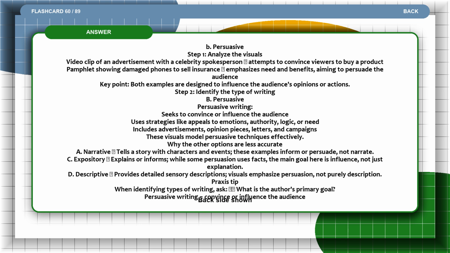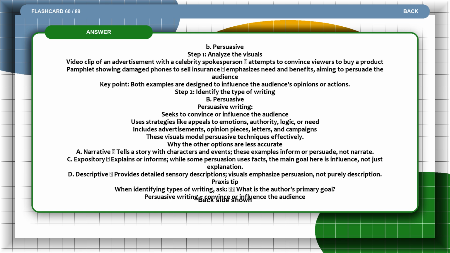Why the other options are less accurate. A. Narrative. Right arrow, tells a story with characters and events. These examples inform or persuade, not narrate. C. Expository. Right arrow, explains or informs, while some persuasion uses facts. The main goal here is influence, not just explanation. D. Descriptive. Right arrow, provides detailed sensory descriptions. Visuals emphasize persuasion, not purely description.